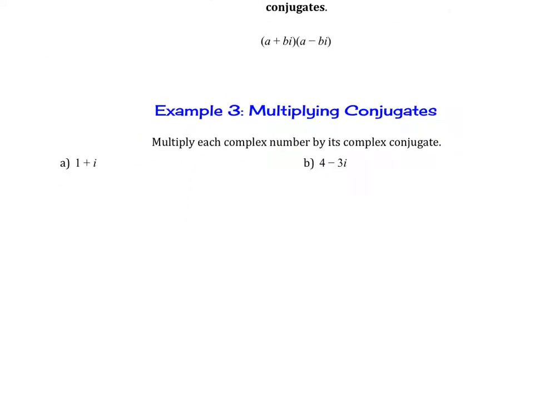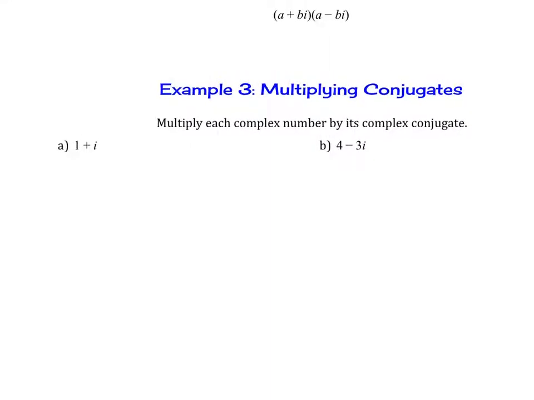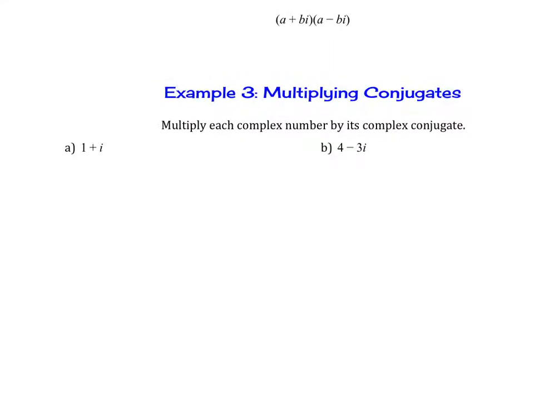What we're going to do is multiply by the conjugates and then simplify. First you have to identify the complex conjugate. For the first example, we have 1 plus i. The complex conjugate has the same terms, but the opposite sign in the center. Then when you multiply, this is 1 minus i squared. And remember, this is 1 minus a negative 1, so this is 1 plus 1, which is 2.